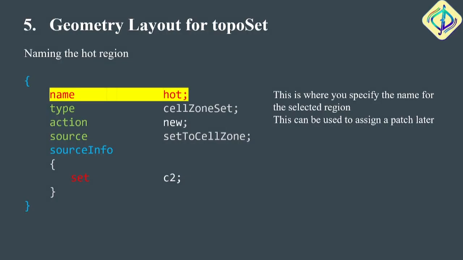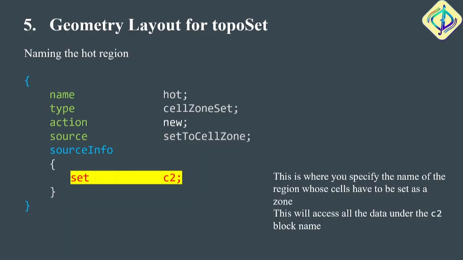So again, you can use the name hot or anything you want. You can name it as hot region if you want. Then over here, for type you will use cell zone set, because we are assigning all the cells within that particular zone. Action is new because we are defining a whole new region. And source type, we're setting up the cells, so you use set to cell zone, because we're going to access all the information set within C2.